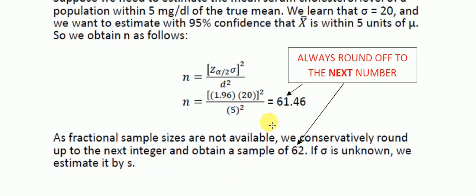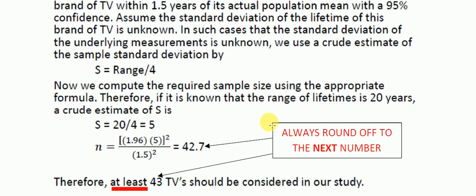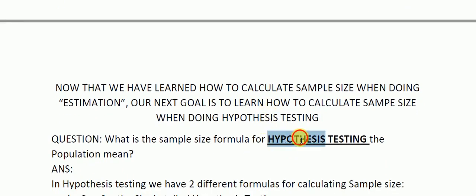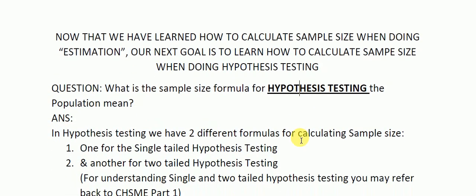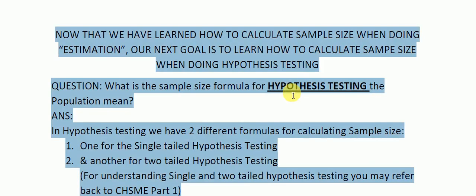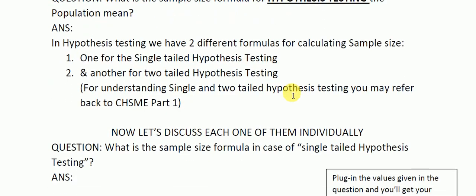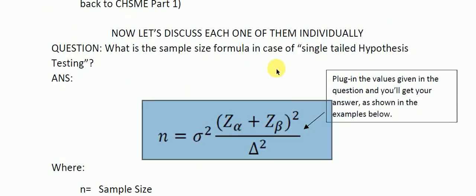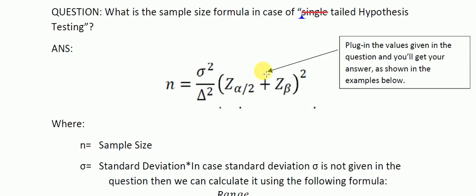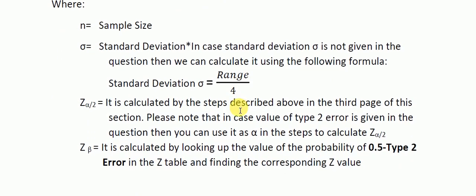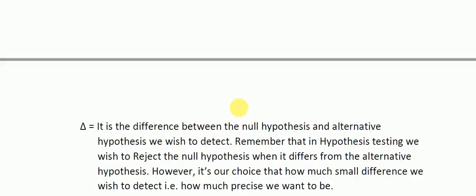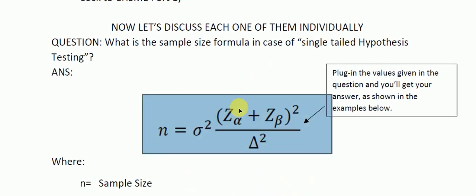Okay, so all examples which are going to follow are similar. So now let's move on to hypothesis testing. Similar to estimation, we have another formula for hypothesis testing, and let's see what that formula looks like. So here is a formula for hypothesis testing, and here is another formula for hypothesis testing. So let's see what's the difference. Why do we have two formulas for hypothesis testing, and when are we supposed to use them?